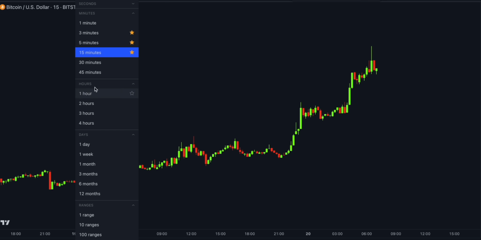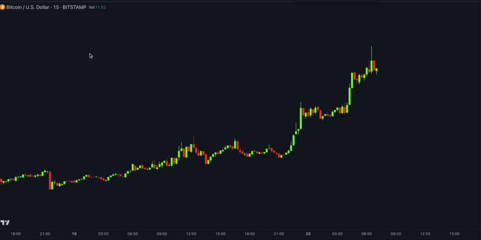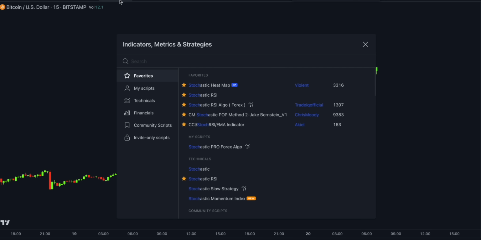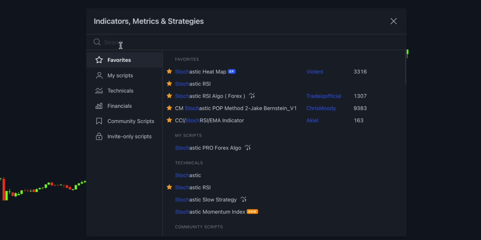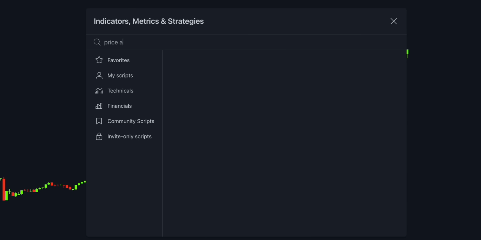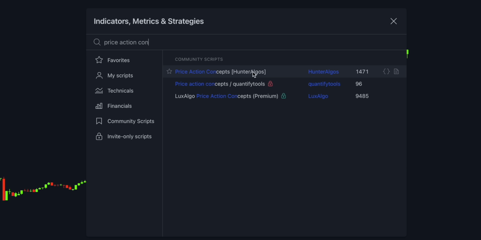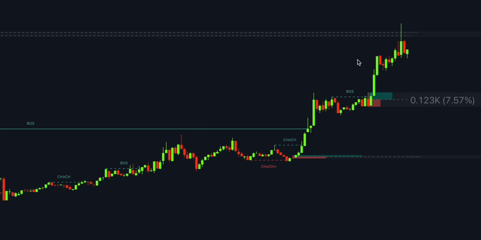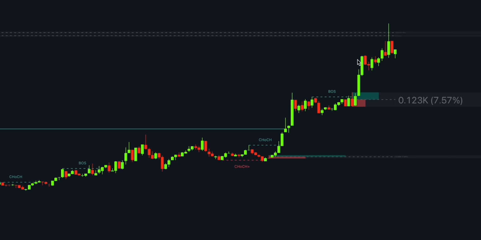To install this indicator on your chart, simply log into your TradingView account and open any market. Currently, I am monitoring the Bitcoin price chart on the 15-minute time frame. Open the indicators and search for price action concepts by Hunter Algos. If you're already familiar with smart money concepts, this script will be simple and easy to understand. It has multiple features that help analyze market prices on a much deeper level.